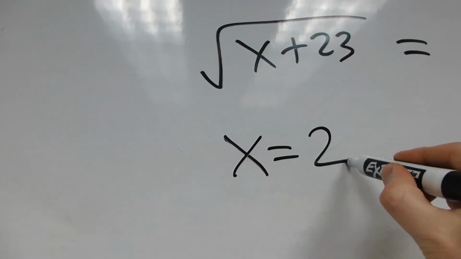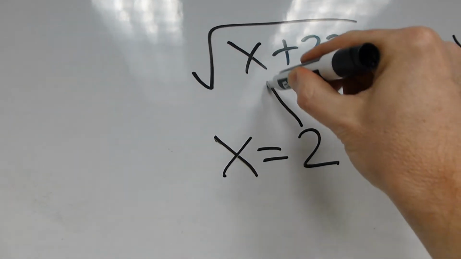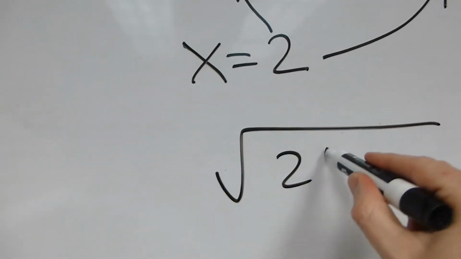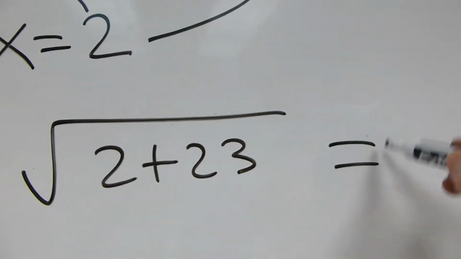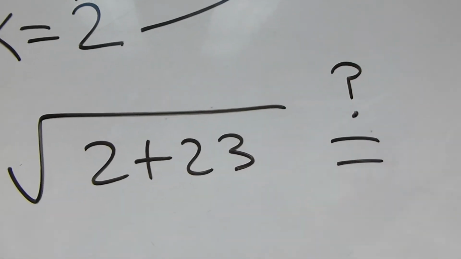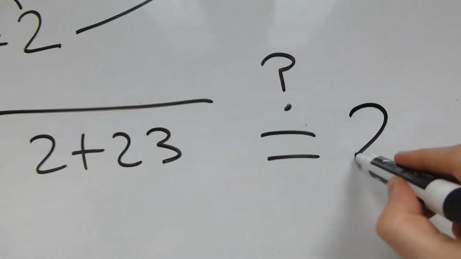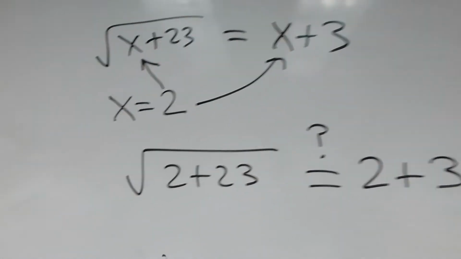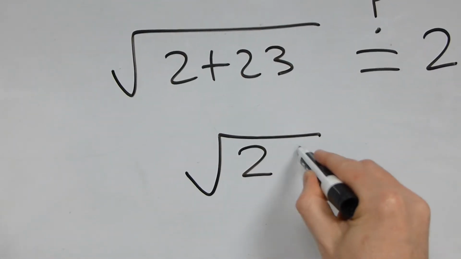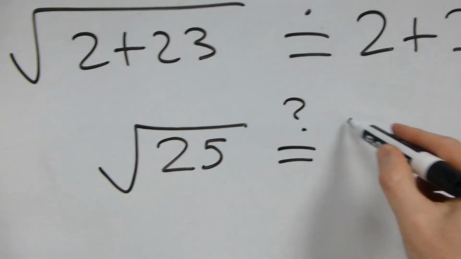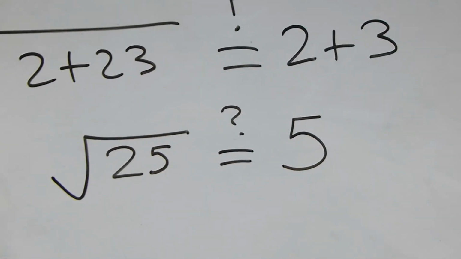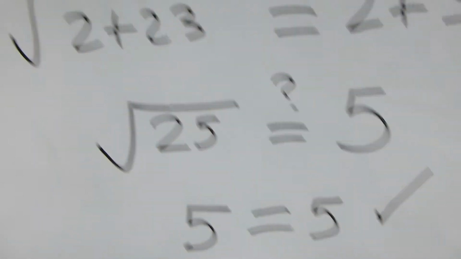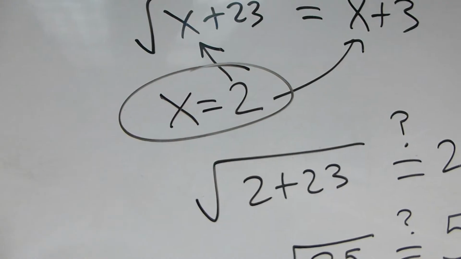Let's plug in 2 and see if that's a legitimate answer. Put it back in the original problem. So square root of 2 plus 23, this is that thing we used to do in class. Does it equal 2 plus 3? So I put in 2 for x. Is the square root of 25 equal to 5? Oh, look at that. Yes, 5 does equal 5. Check. So 2 is a valid solution.